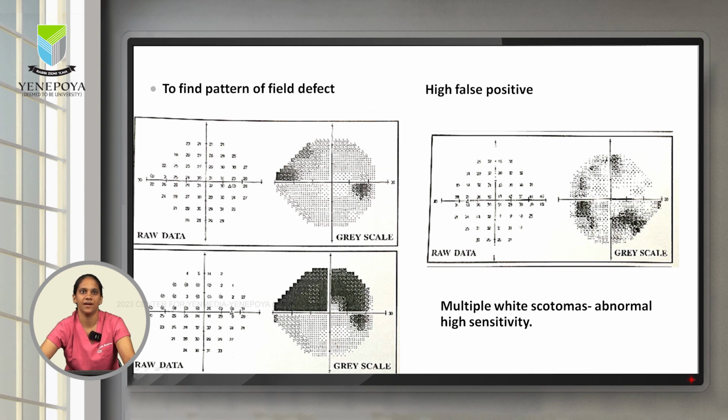One, to find the pattern of field defect. Second, if you see this, you know that it is an arcuate scotoma, that you can expect an arcuate scotoma, right? In this you see these areas, multiple white scotomas, these are all because of a high false positive. That means a trigger happy patient. You see something like this, you immediately realize that it's not okay.